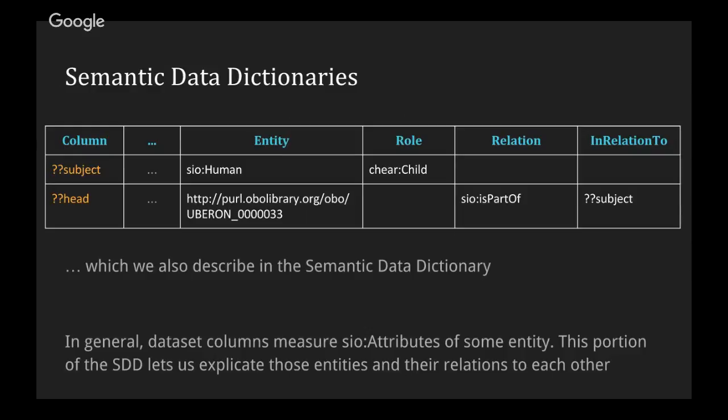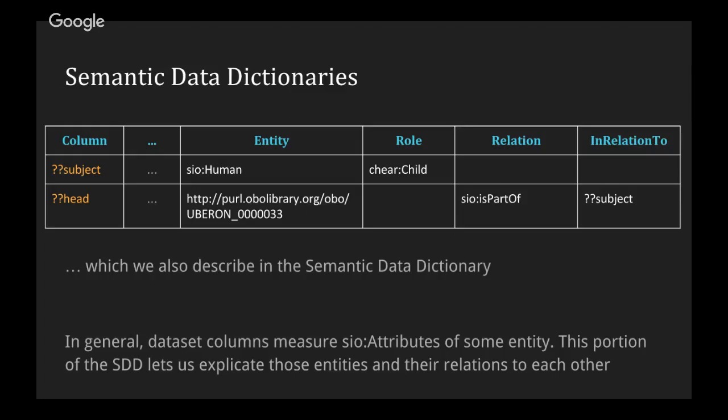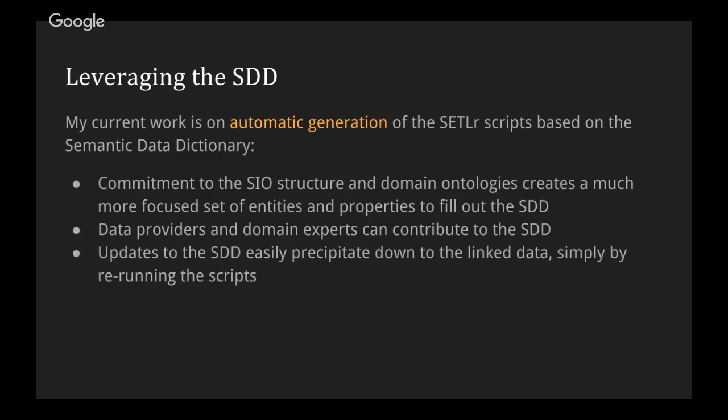So in general, the data set columns will measure attributes of some entity. And this portion of the semantic data dictionary just tells how you can explain what those entities are and how they're related to each other. And I've been working on automatic generation of SETLr scripts. So that sheet in the middle of the diagram earlier, generating that automatically.